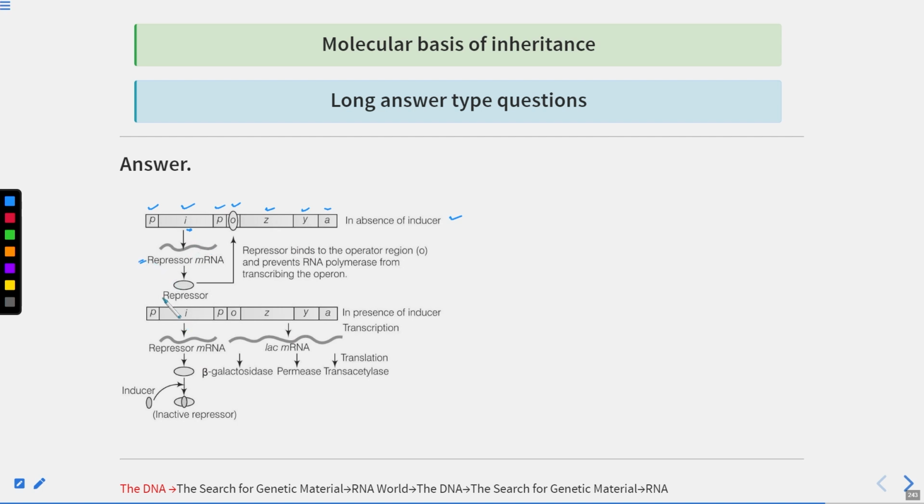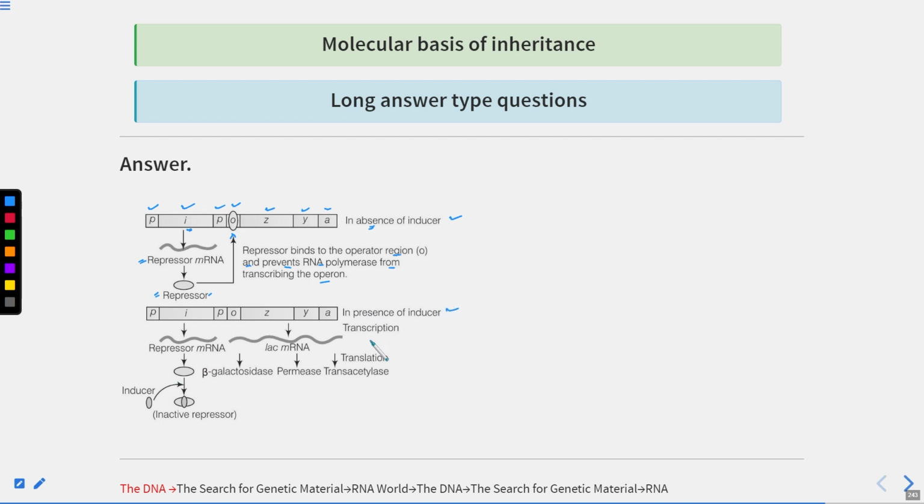This regulatory gene produces a repressor mRNA, and then our lac repressor is produced. Now, in the absence of the inducer, the repressor binds to the operator. And then what happens? The repressor binds to the operator region and prevents RNA polymerase from transcribing the operon.